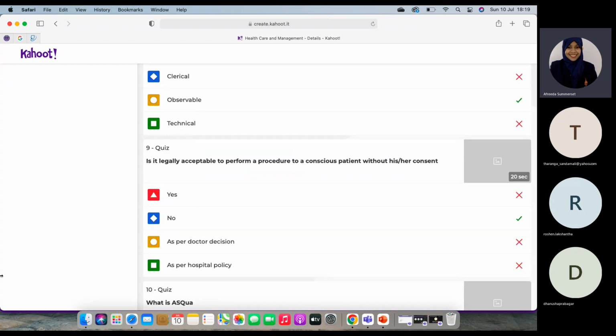Is it legally acceptable to perform a procedure on a conscious patient without his or her consent? No, no, no. The answer is no. Even a doctor cannot make a decision, even if the doctor knows that this patient is going to die if the surgery is not done. The doctor can always tell the patient, look here, Mr. John or so and so, if you don't do the surgery, you have only 10 or 6 months to live. That is the doctor's duty to tell the patient, but it is solely the patient's duty to make the decision that the doctor can operate.